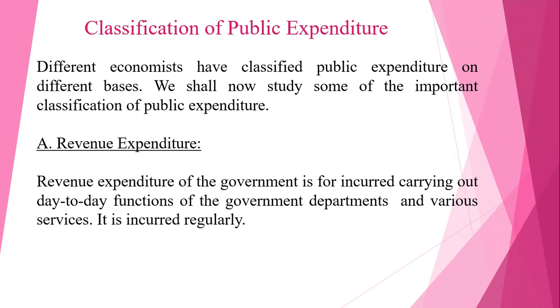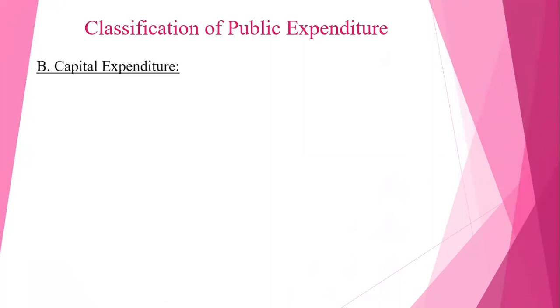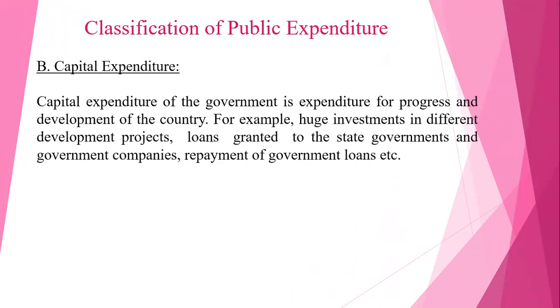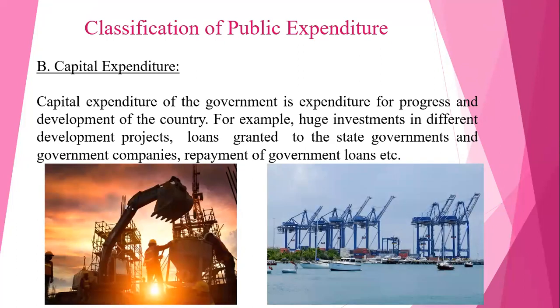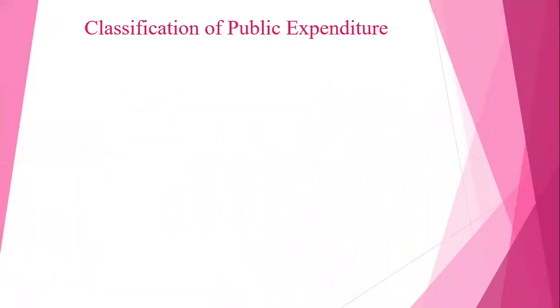Now next classification, capital expenditure. Now see the meaning of capital expenditure. Capital expenditure of the government is expenditure for progress and development of the country. For example, huge investments in different development projects, loans granted to the state governments and government companies, repayment of government loans, etc.